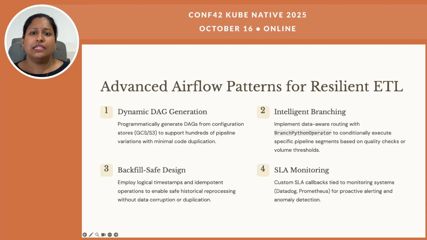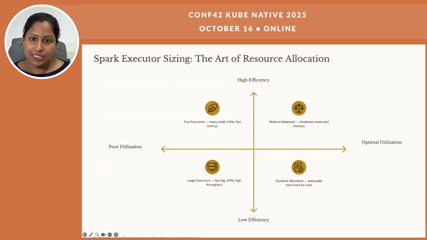So here's a micro example. A media pipeline checks volume at a fan-in step. If today's volume is greater than 1.5 times the 7-day median, it auto-branches to a wider executor profile and adds a midstream checkpoint.